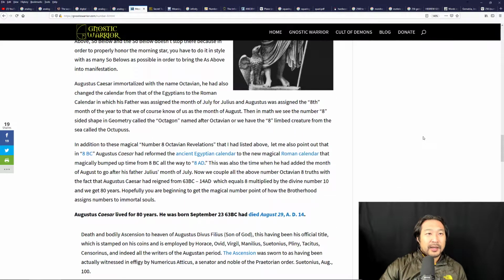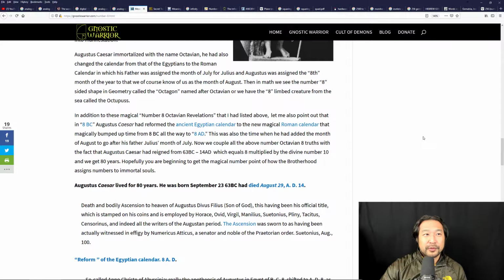Interesting. Augustus Caesar was immortalized with the name Octavian. He also changed the calendar from the Egyptian one to the Roman calendar, in which his father was assigned the month of July for Julius, and Augustus was assigned the 8th month of the year, which we know of course as the month of August. Huh. See, that skipped over me. Didn't think about that. Then in math, we see number 8 cited in a shape in geometry called the octagon, named after Octavian, and we have the 8-limbed creature from the sea called the octopus.